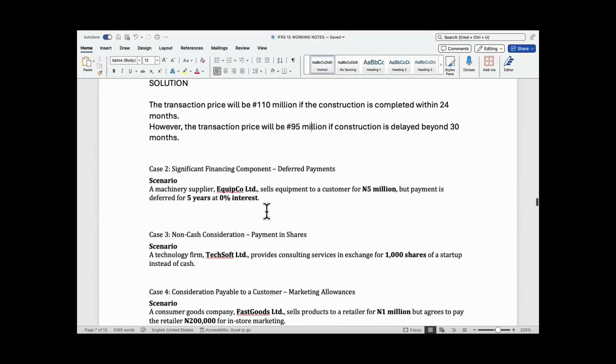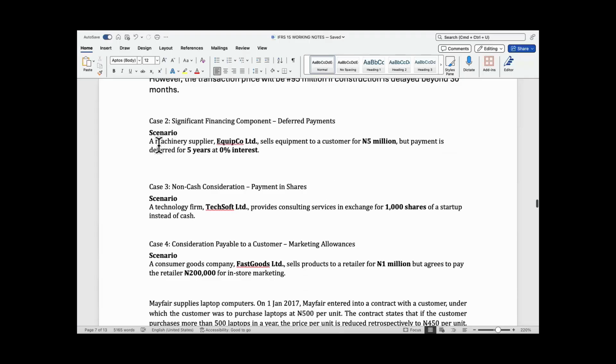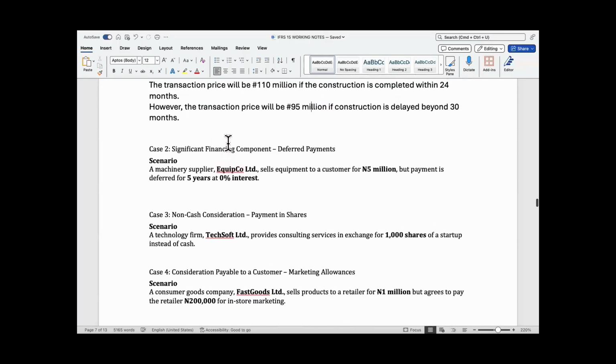Okay, let's look at another scenario. So a machinery company, yeah, okay, go ahead, please.